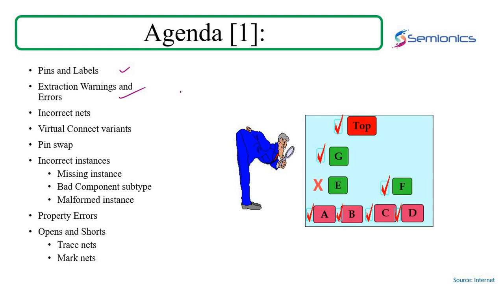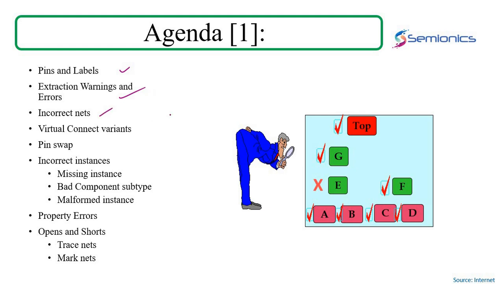So what are these extraction errors? What are the varieties of these? When do you get these? What options can a layout engineer use to debug and fix them? And what settings can you make in Calibre, or any physical verification tool for that matter, to deal with these extraction errors?